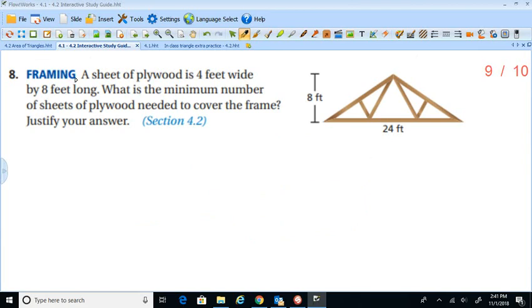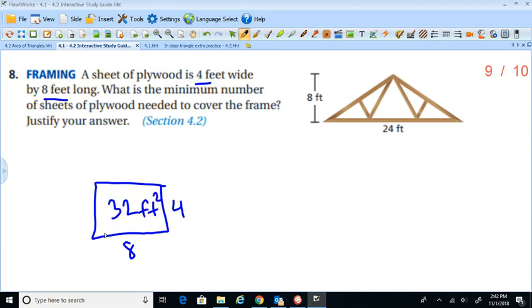Framing. A sheet of plywood is 4 feet wide by 8 feet long. What is the minimum number of sheets of plywood needed to cover the frame? So, 2 things going on here. Here's a picture of the frame. And our plywood sheets are going to be 4 feet wide by 8 feet long. A sheet of plywood, 4 feet wide, 8 feet long, it's going to look something like this. Plywood comes in rectangular shapes. 8 times 4, 32 square feet. So every sheet of plywood will cover 32 square feet.